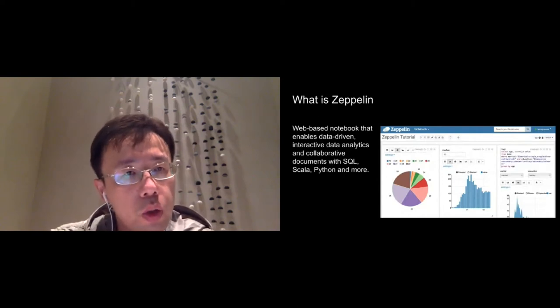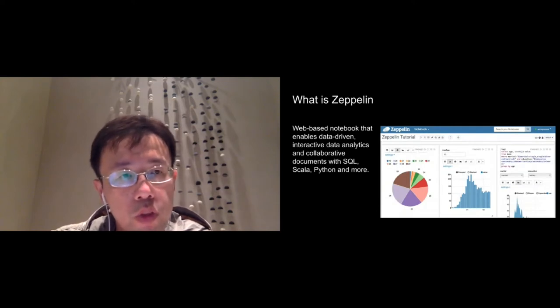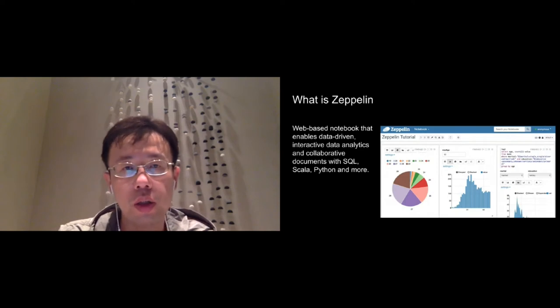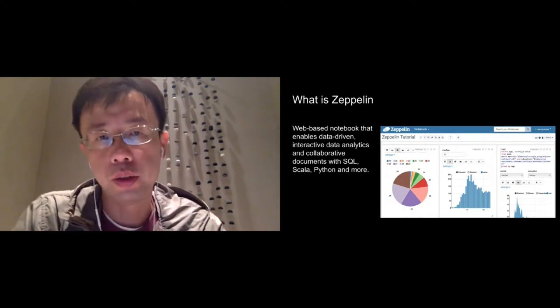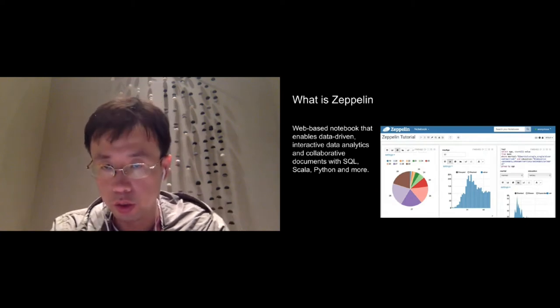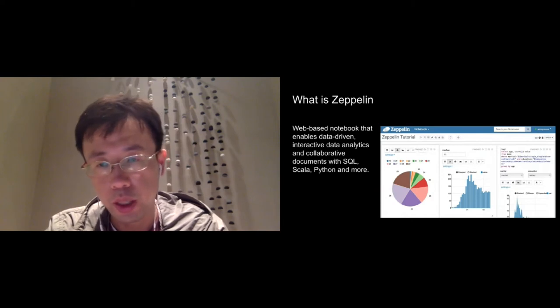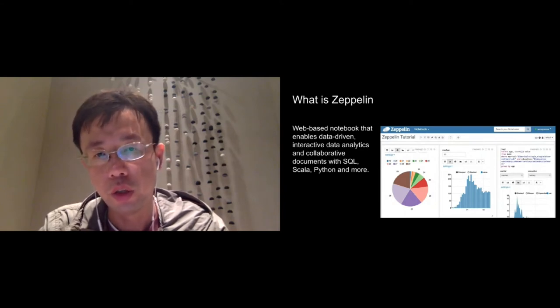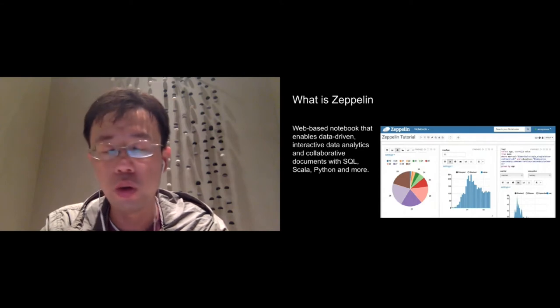So first, what is Zeppelin? Zeppelin is a web-based notebook that enables data-driven, interactive data analytics and collaborative documents with SQL, Scala, Python, and more. Here is a screenshot of Zeppelin. From this screenshot, you can see that we can write code and run code in Zeppelin. Besides that, we can also see the results in an interactive approach, and you can visualize the data in Zeppelin without writing any JavaScript or HTML code.